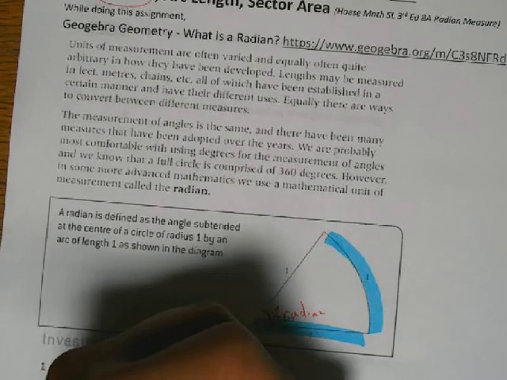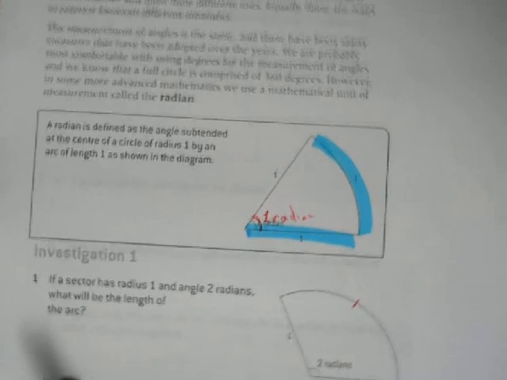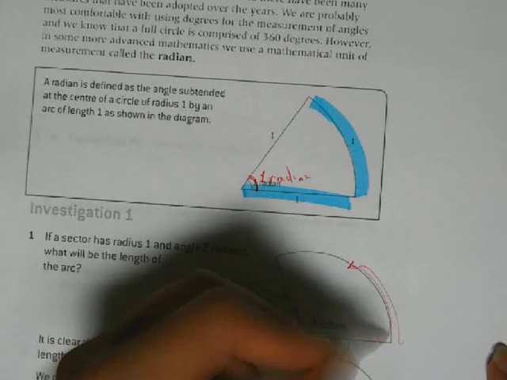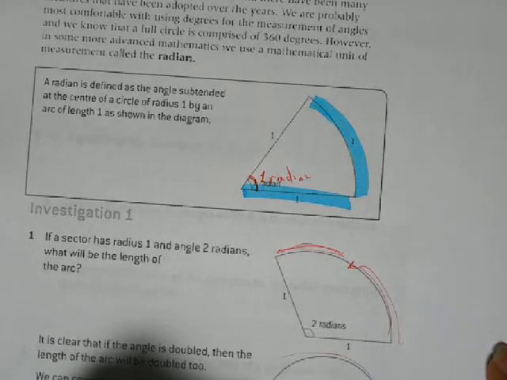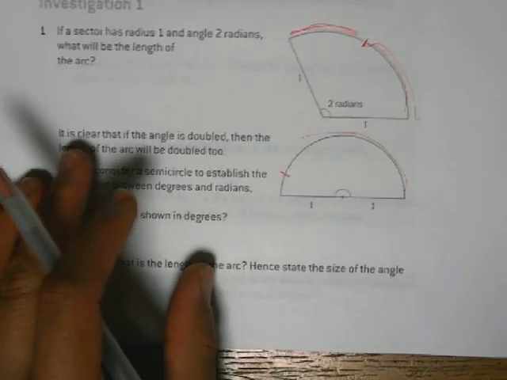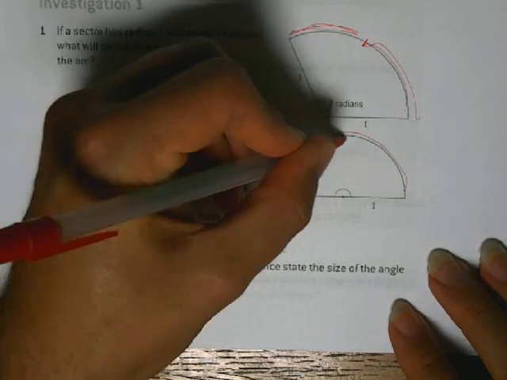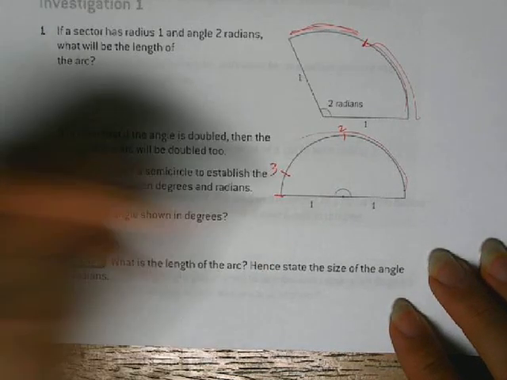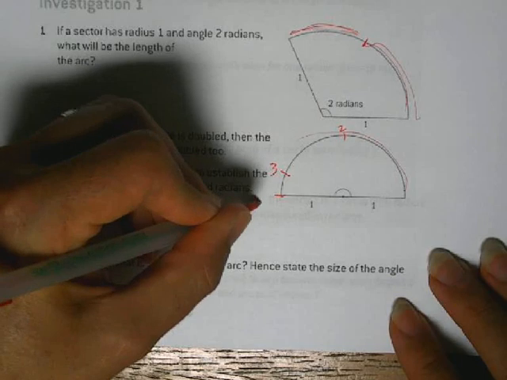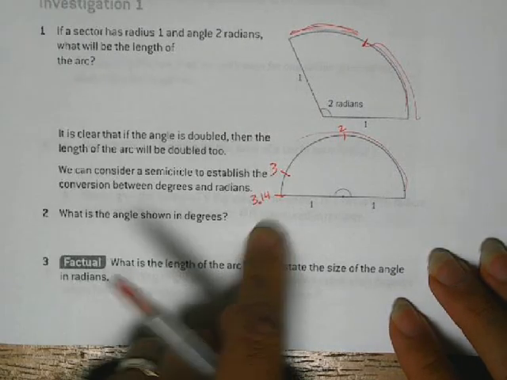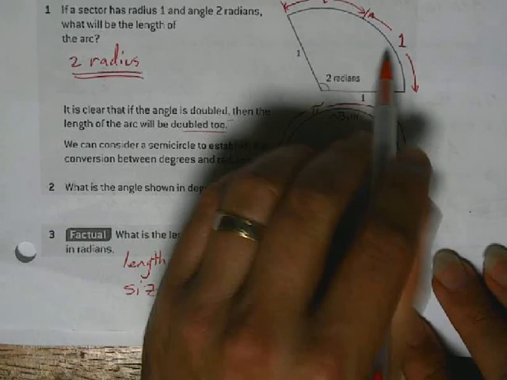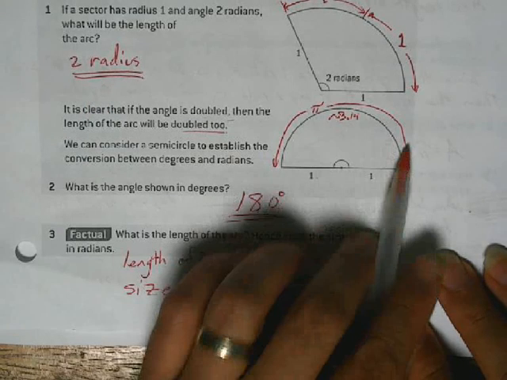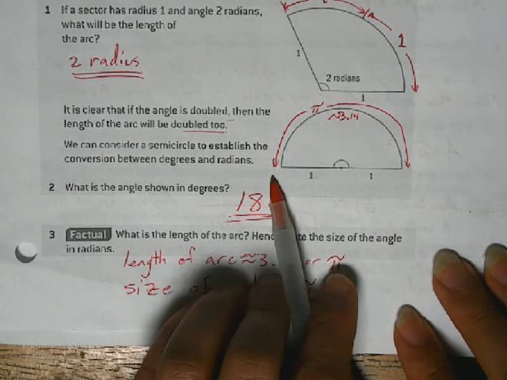Here's 1 radian from here to here. Here's another radian from here to here. If you go all the way to about here, you're about 3 radians. So to get to here is 3.14 radians, which is about pi. So halfway around the circle is pi.